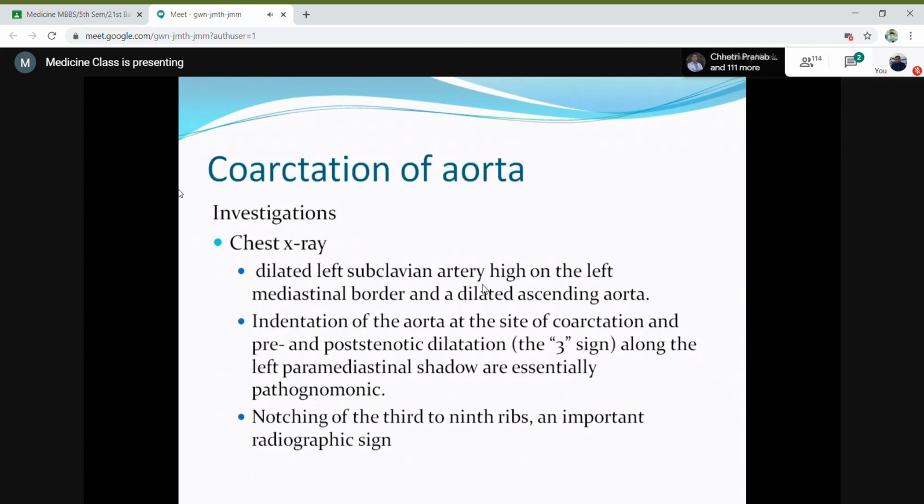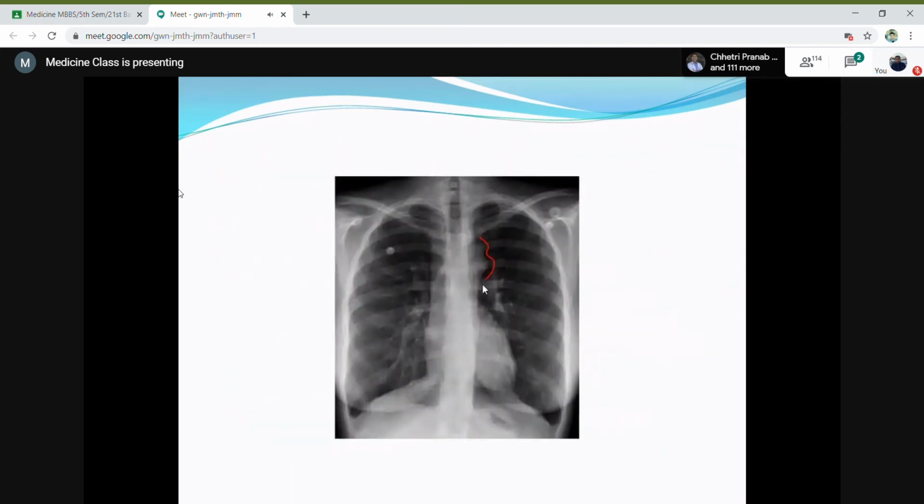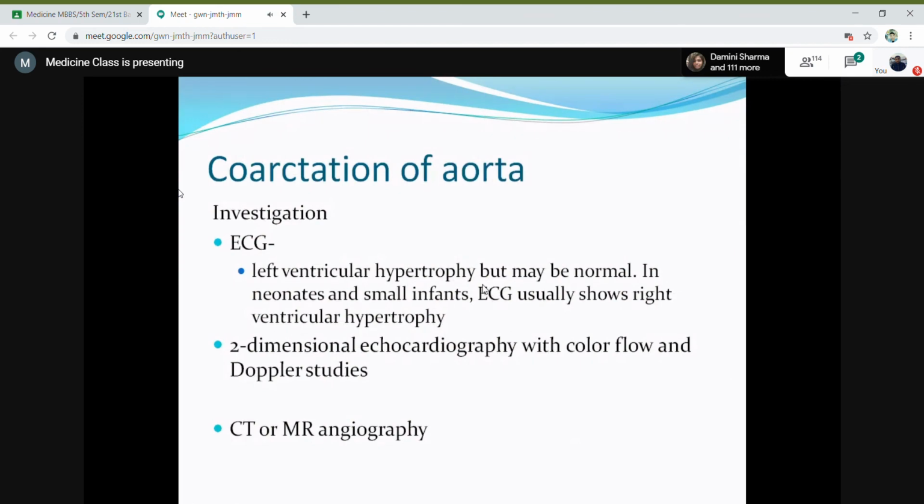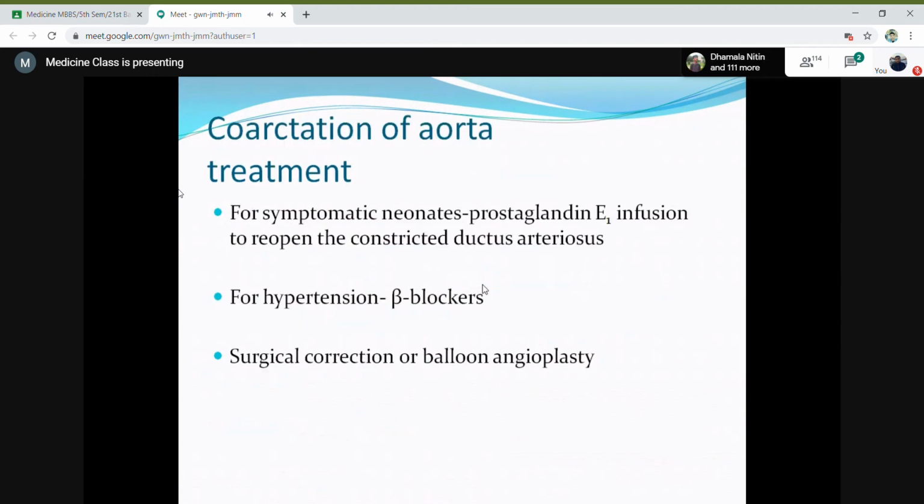And notching of the third to ninth rib may be there in the chest X-ray. ECG generally shows left ventricular hypertrophy, but in small children there can be evidence of right ventricular hypertrophy as well. Two-dimensional echocardiography with color flow and Doppler study will also help, and sometimes to see the extent of the disease, CT and MR angiography can also be done.